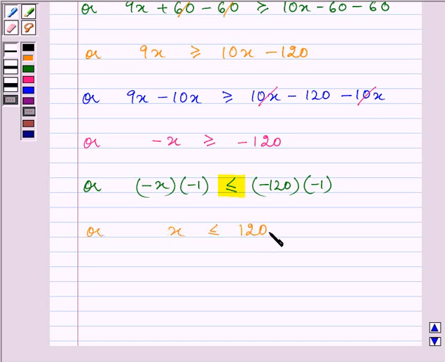So, for real x, the solution set consists of all real numbers which are less than or equal to 120. So, an open interval from one side and a closed interval from the other side, as 120 is also equal to x, hence it will be included in the interval.